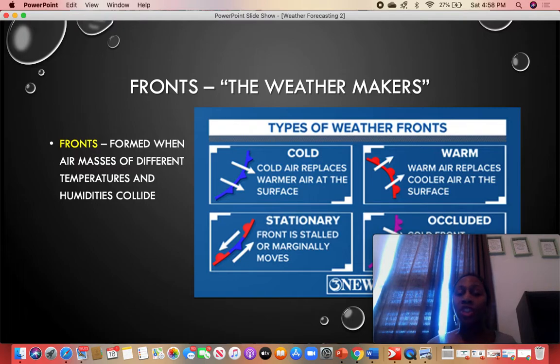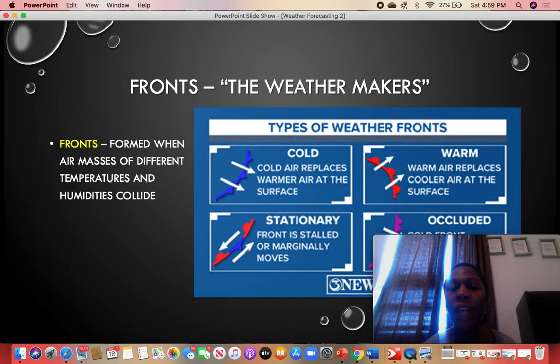Then we have our stationary front. So remember we talked about the word stationary, and what does that mean? Basically to be still. So you have a warm air mass and a cold air mass that have met, but nobody's really pushing anybody out of the way, so they're kind of at a standstill. And what happens with this type of front is you have rain, but you tend to have rain for several days. Okay, it's kind of like just a lockdown. Nobody's really pushing or progressing. Okay, eventually one will, but at that time they're stalled.